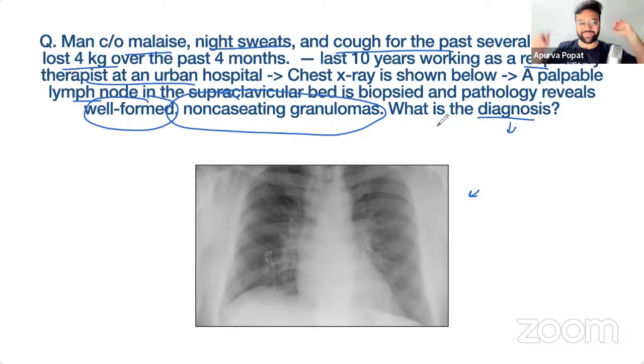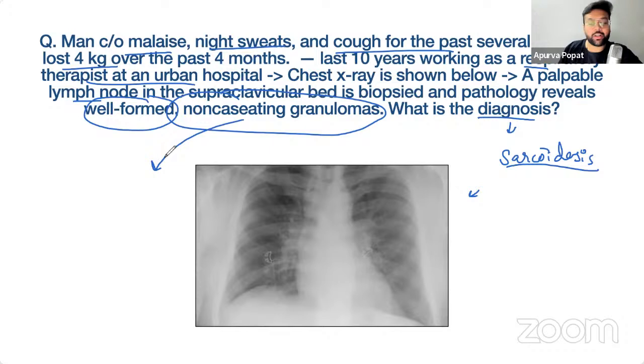Sarcoidosis. Excellent, Yashasvi. Why? First of all, non-caseating granuloma. You are a sarcoidosis expert, Yashasvi. Yes, this is non-caseating granuloma.